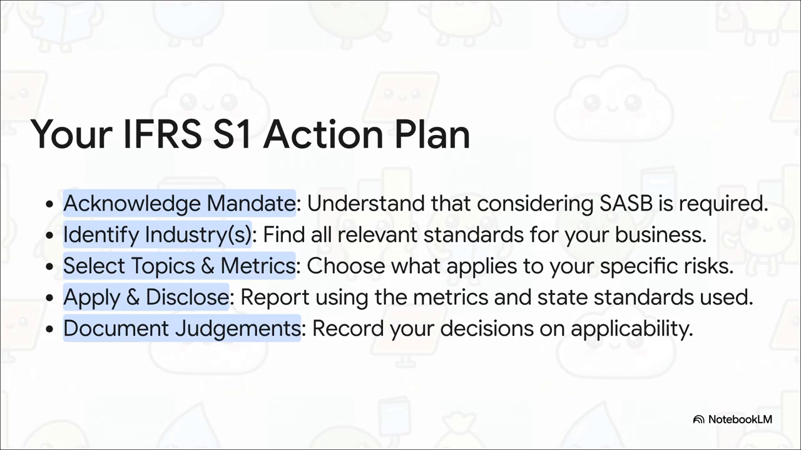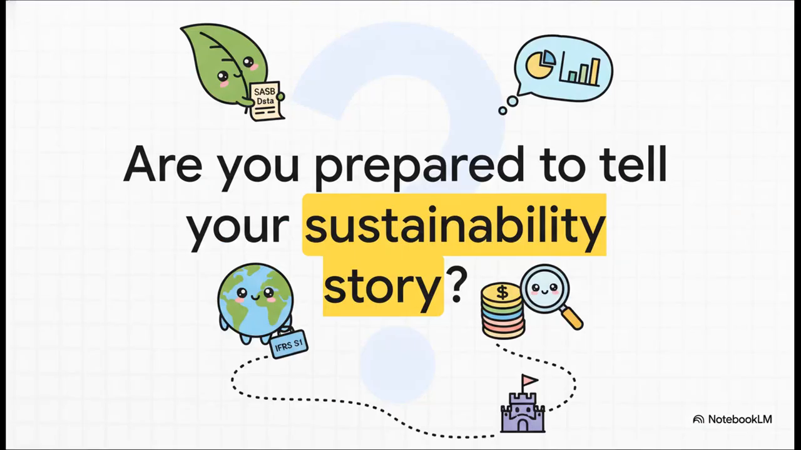2, identify your specific industry or industries. 3, select the topics and metrics that are actually relevant to your business. 4, apply and disclose, and make sure you state which standards you used. And finally, number 5, document your judgments, especially when you're making those complex decisions. This is your roadmap. And that brings us to the final question I want to leave you with. This isn't just about ticking a compliance box. It's really about clear communication. So as you start this process, just ask yourself, are you prepared to tell your sustainability story with the kind of right, industry-specific data that investors are now demanding?